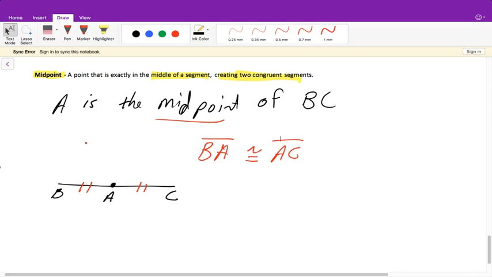All right, so everyone must have these terms written down. You must have these definitions written down. You must have all of these examples written down if you want to get any credit for this video.